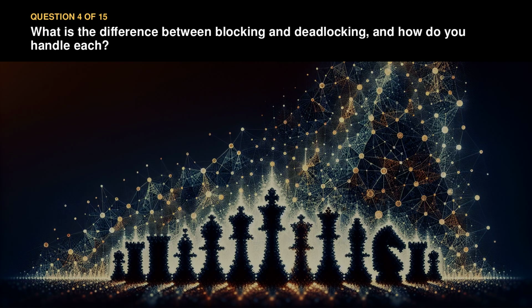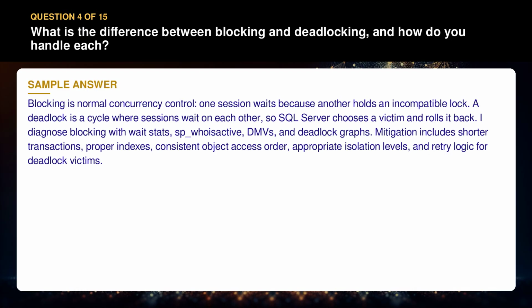Question 4. What is the difference between blocking and deadlocking, and how do you handle each? Blocking is normal concurrency control. One session waits because another holds an incompatible lock. A deadlock is a cycle where sessions wait on each other, so SQL Server chooses a victim and rolls it back. I diagnose blocking with wait stats, sp_whoisactive, DMVs, and deadlock graphs.